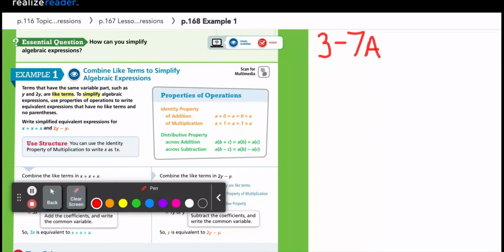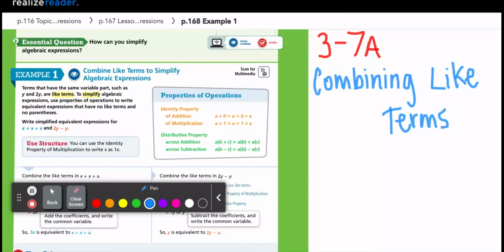This is lesson 3-7a. We're going to be simplifying algebraic expressions by combining like terms. So I want you to write combining like terms on your page, and let's think what this word like means. If we're talking about terms that are alike, terms that are alike are similar. So we are going to be looking for terms or variables that are similar.